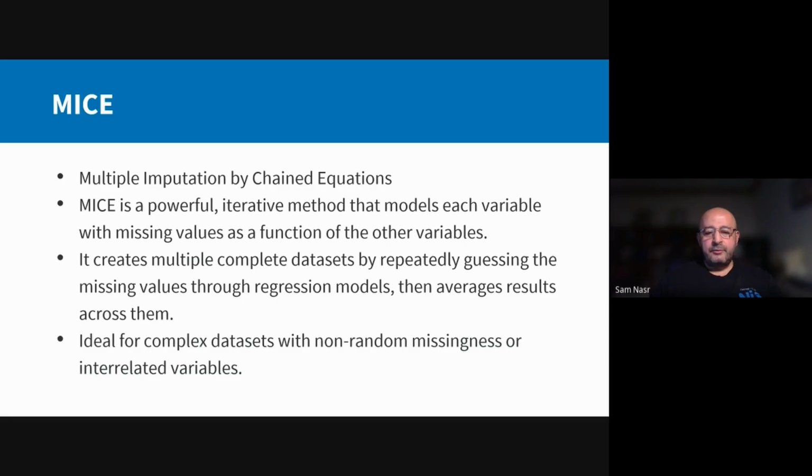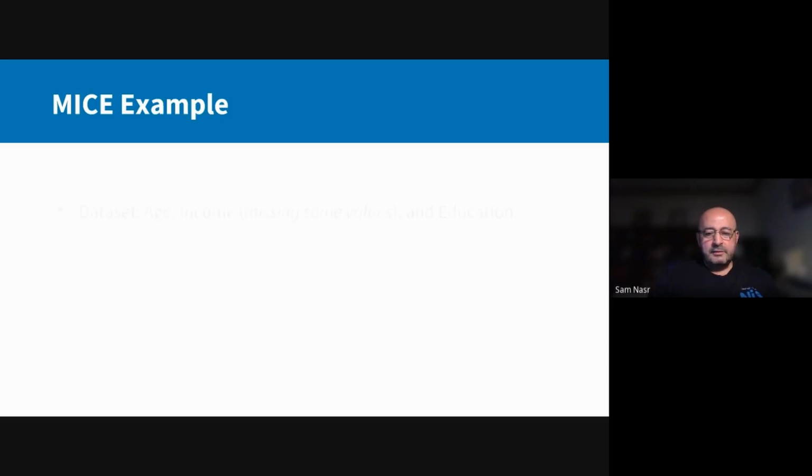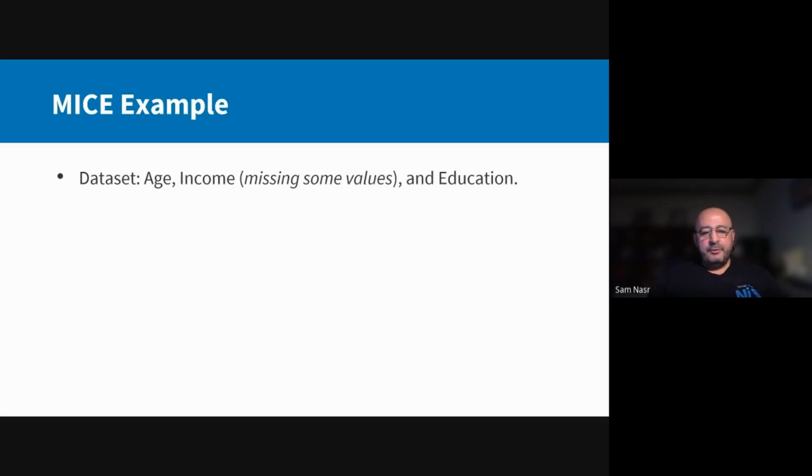So this is ideal for complex data sets with non-random or interrelated variables. Looking more at MICE. So if we have a data set, for example, like age and income and education. So obviously, typically that's a linear type of model where, you know, the higher you are in age, the more you're going to make. Similarly with education. So this is for the example that we're going to be using.